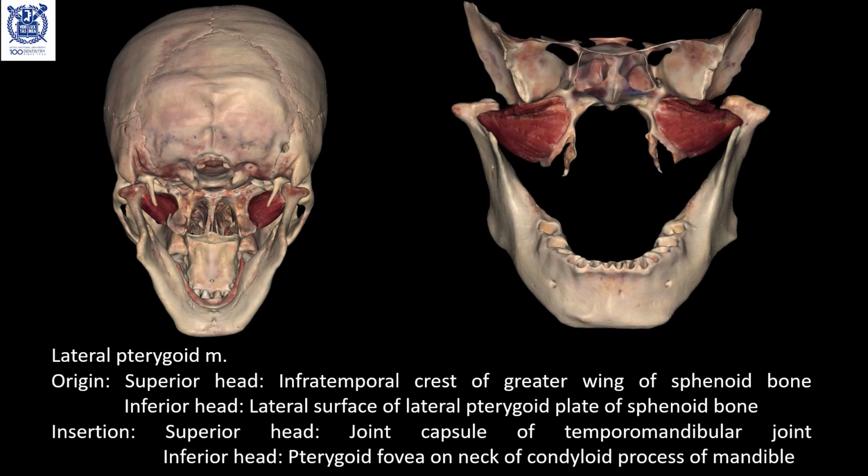The mandibular branch of the fifth cranial nerve, the trigeminal nerve, specifically the lateral pterygoid nerve, innervates the lateral pterygoid muscle, and this muscle is supplied by the pterygoid branch of the maxillary artery. The primary function of the lateral pterygoid muscle is to pull the head of the condyle out of the mandibular fossa along the articular eminence to protrude the mandible.